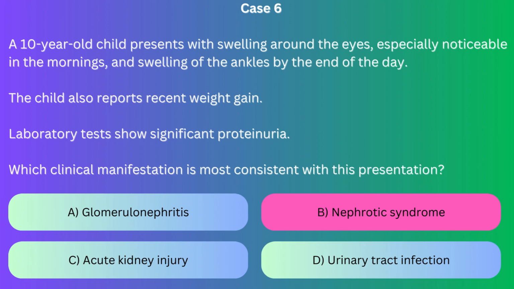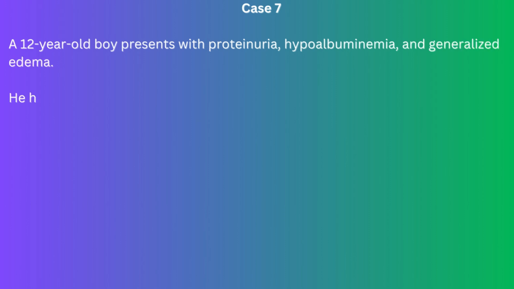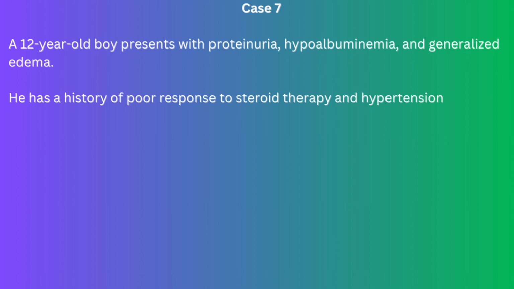Glomerulonephritis often presents with hematuria and hypertension, and acute kidney injury typically presents with oliguria, anuria, and elevated serum creatinine. Question number 7. A 12-year-old boy presents with proteinuria, hypoalbuminemia, and generalized edema. He has a history of poor response to steroid therapy and hypertension. A kidney biopsy is suggested.